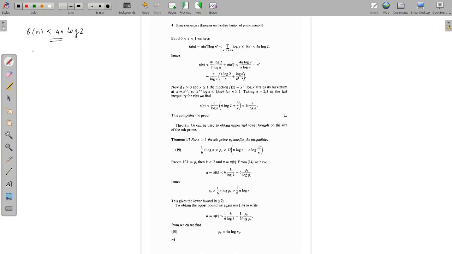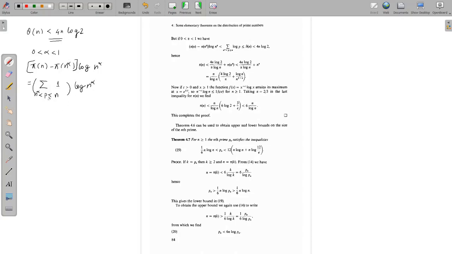Now consider an alpha which is between 0 and 1, and consider pi of n minus pi of n to the power alpha, times log n raised to alpha. This quantity, pi of n minus pi of n raised to alpha, can be written as the summation over n raised to alpha less than p less than or equal to n of 1. This will give the number of primes up to the point n minus the number of primes up to the point n raised to alpha. So this is times log n raised to alpha.